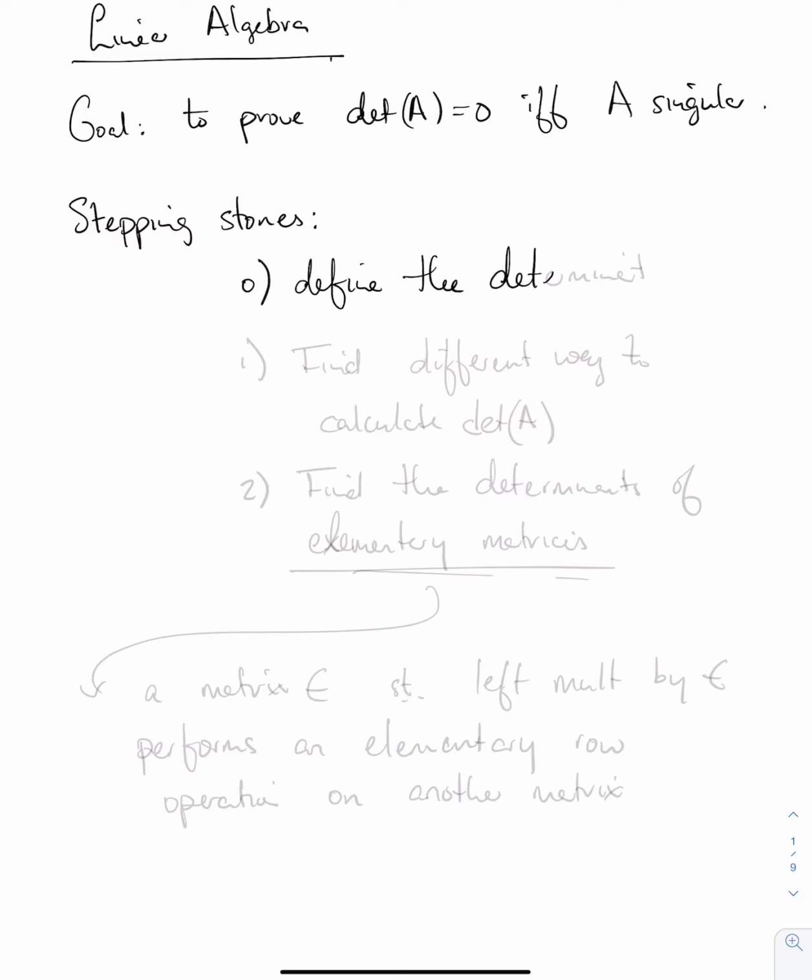So last class, we defined the determinant. We're also going to need to find many different ways to calculate the determinant. Some of these methods will require just inspection. Sometimes we can tell what the determinant of a matrix is just by looking at it, as opposed to calculating the determinant from scratch. And 2, we need to find the determinant of elementary matrices.